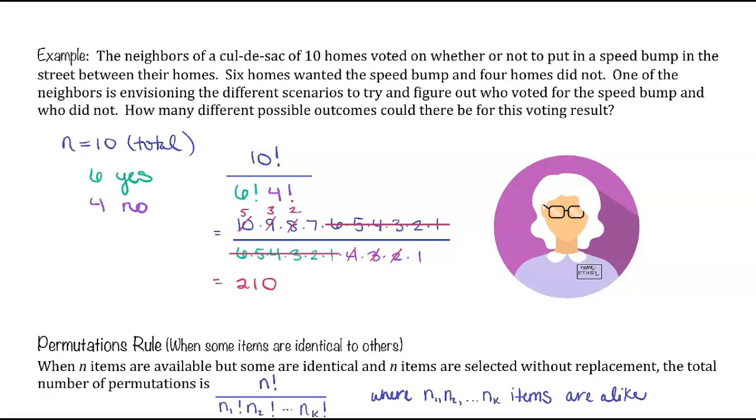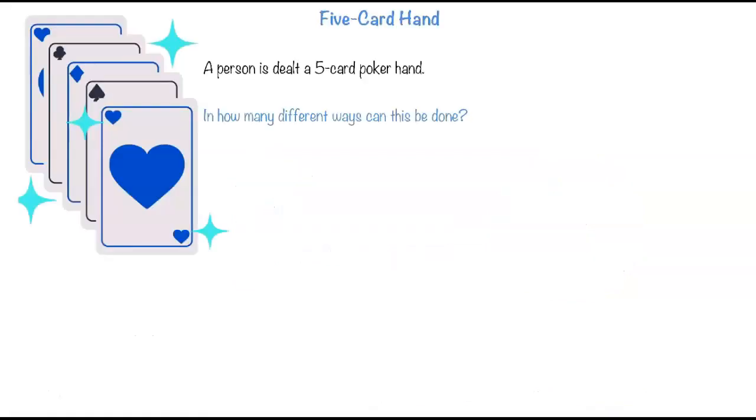Now we'll look at another different type of example. Suppose you're being dealt a 5-card poker hand. In how many different ways can this be done? Let's start by setting this one up in the same way that we set up our class officers. Let's call the 5 cards we're going to receive card 1, card 2, card 3, card 4, and card 5.